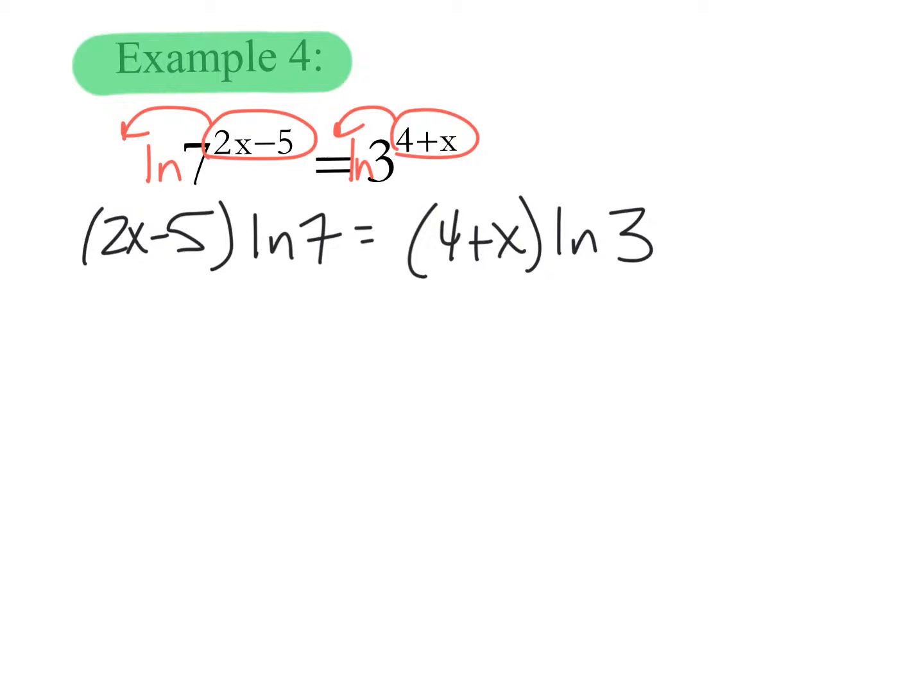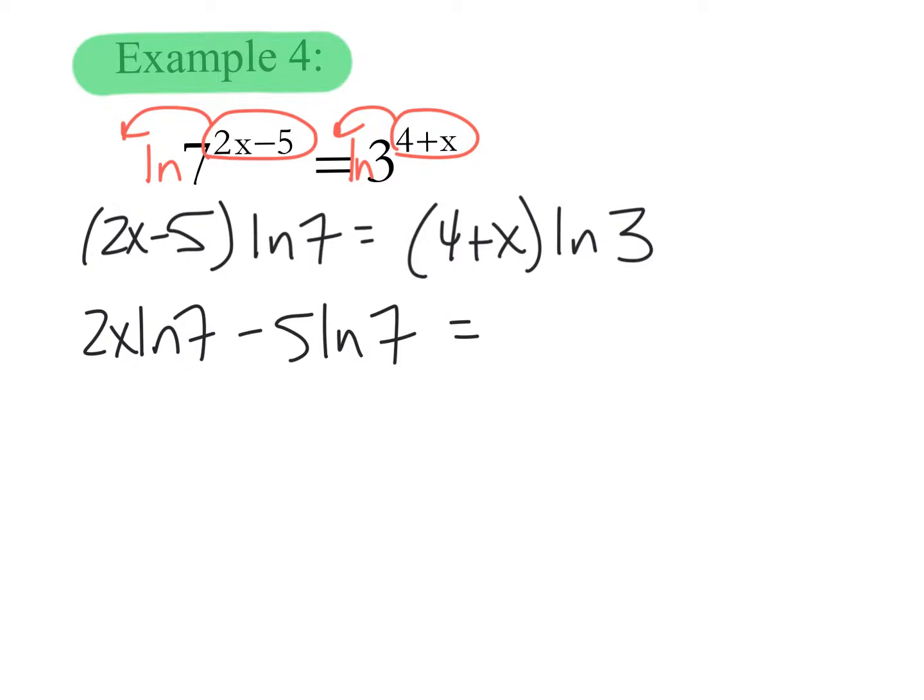And just keep in mind, I know that this whole thing is pretty crazy with all these ln's everywhere. This is just a decimal in the calculator. This is also just a decimal in the calculator. And so what I'm going to do is continue writing ln 7 instead of writing that decimal, and I'm going to distribute that decimal to both of those terms in the quantity. So 2x ln 7 minus 5 ln 7.